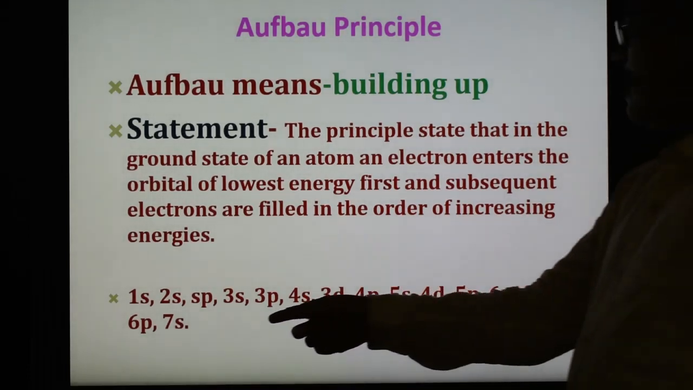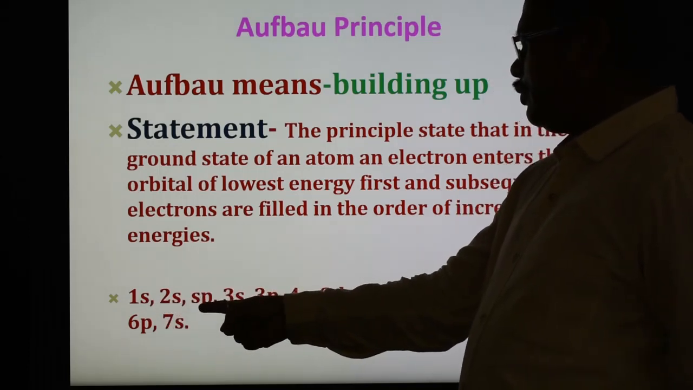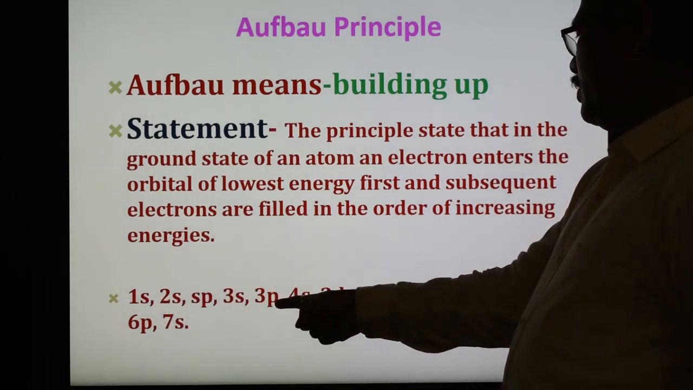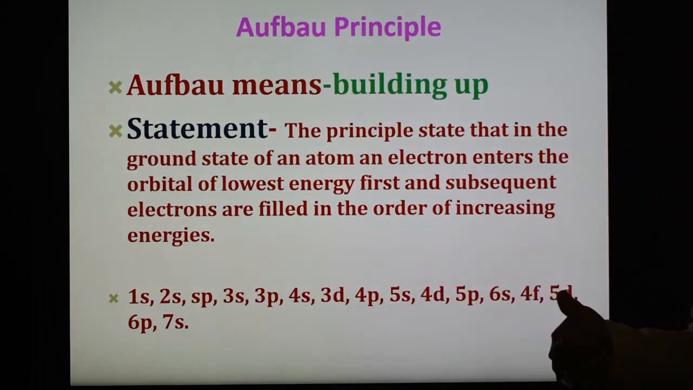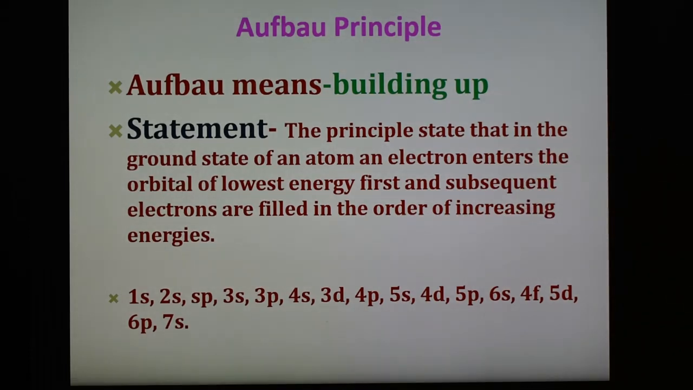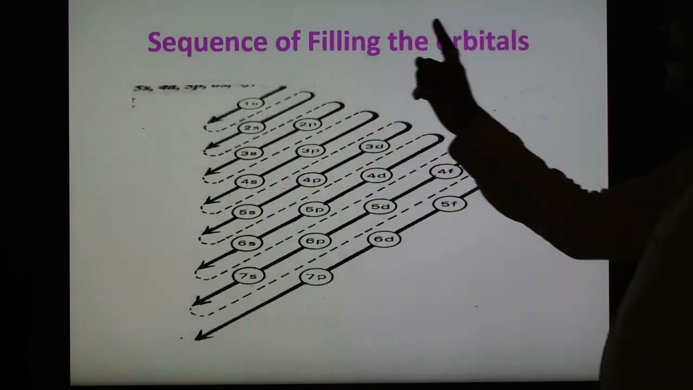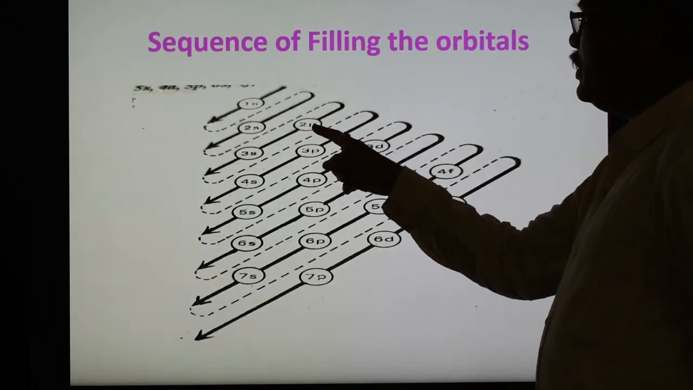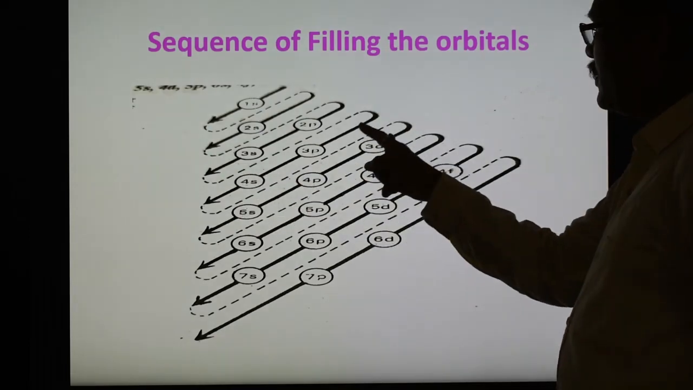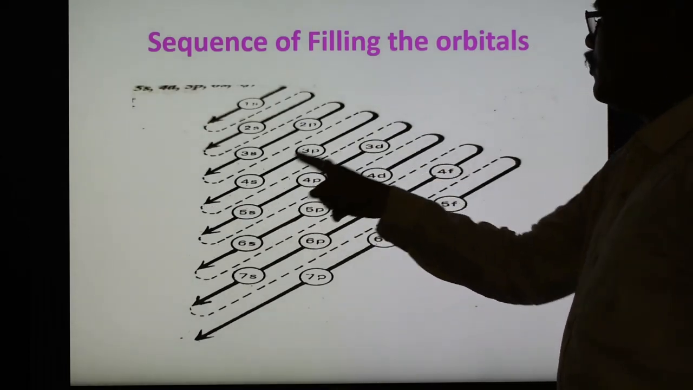Here the order of filling the orbitals is shown. Electrons first go to 1s, after that 2s, then 2p, then 3s, 3p, 4s, 3d, 4p. So 4s is filled first, after that 3d. Another diagram also shows the sequence of filling the atomic orbitals: 1s, 2s, 2p, 3s, 3p, and after 3p comes 4s, and after 4s then 3d. So 4s comes first and then 3d.